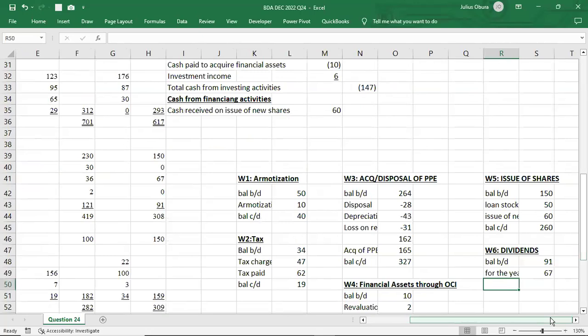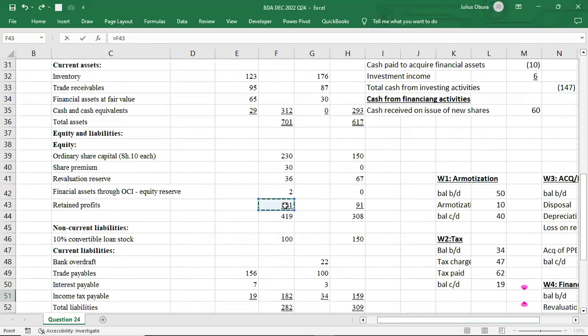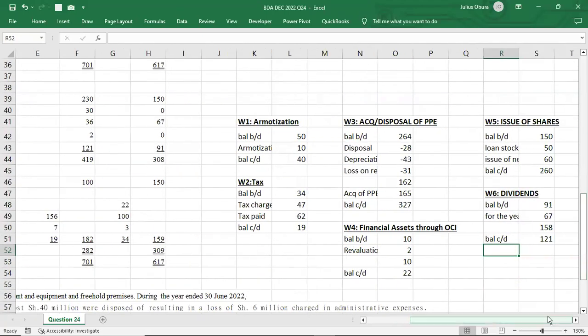So we have a brought down of 91, and then a profit for the year of 67. This means we should be closing with a profit of 158. But we closed with 121. So for the carry down, let's see. Yes, the carry down is 121. So there was dividend payment. So we have 158 to 121. Any decrease in profit without any notification means that it's a payment of dividend.